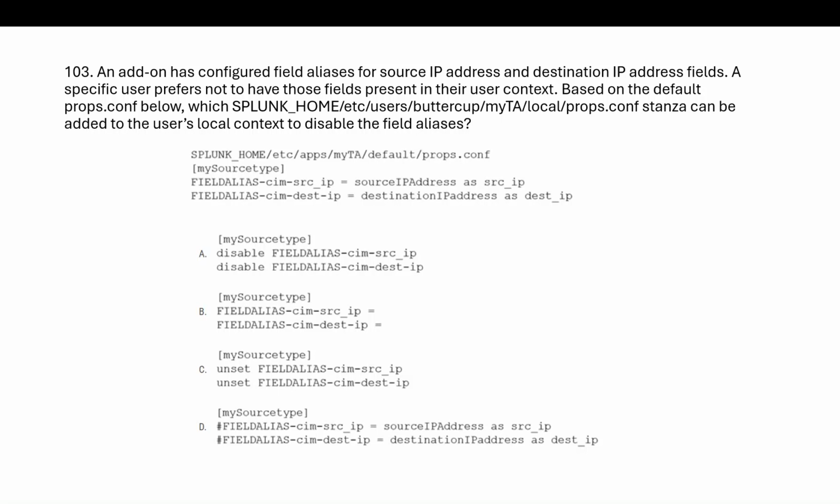So in question number 103, an add-on has configured field aliases for source IP address and destination IP address fields. A specific user prefers not to have those fields present in their user context. Based on the default props.conf below, which $SPLUNK_HOME/etc/users/buttercup/myta/local/props.conf stanza can be added to the user's local context to disable the field aliases? And here is your setup. And these are the possible options, and the correct answer is option B.